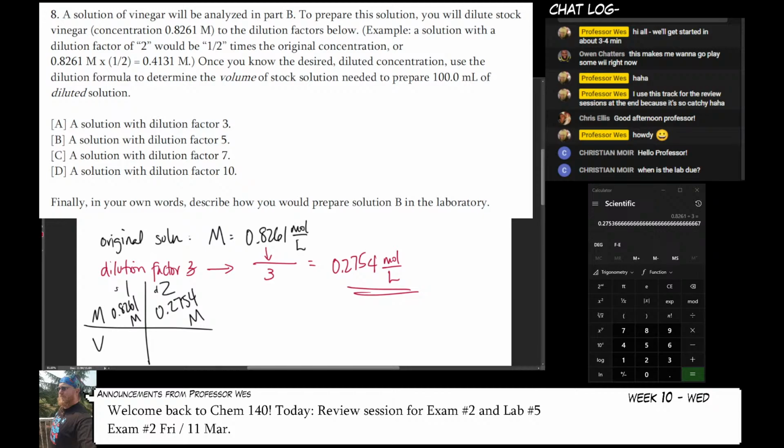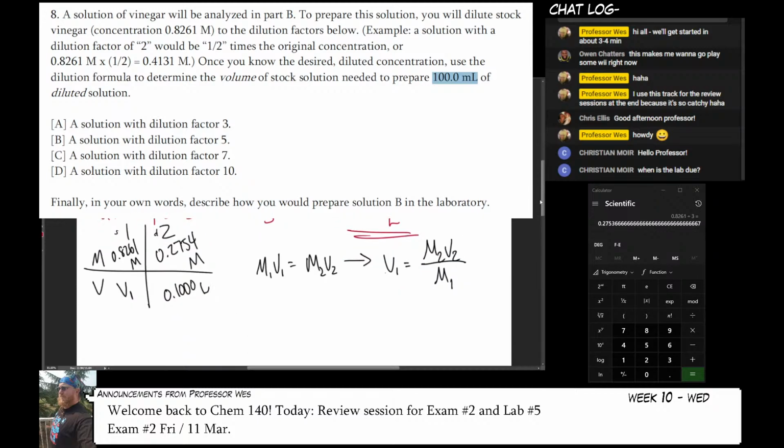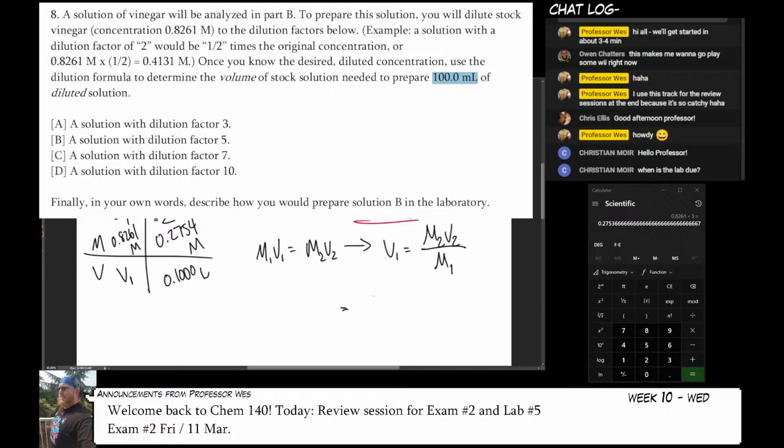And then how much of the solution do we want to prepare? Well, the directions tell us that we want to make 100 milliliters of solution. And so we would solve then for V1. And so if we plug in all those numbers, then we get this.